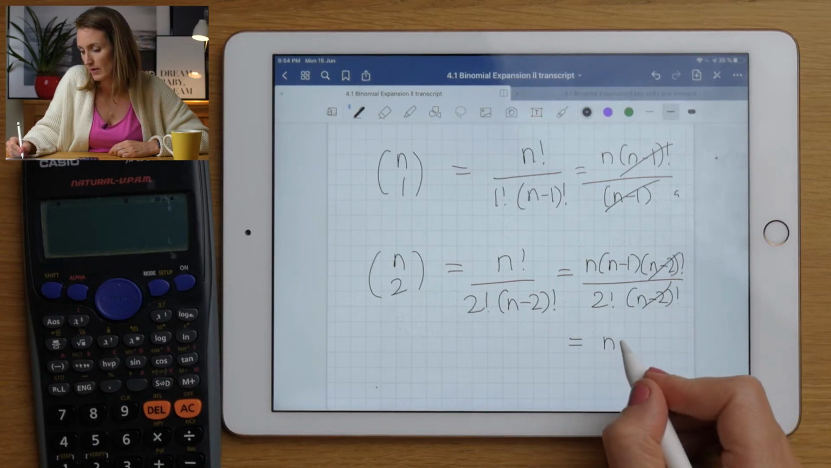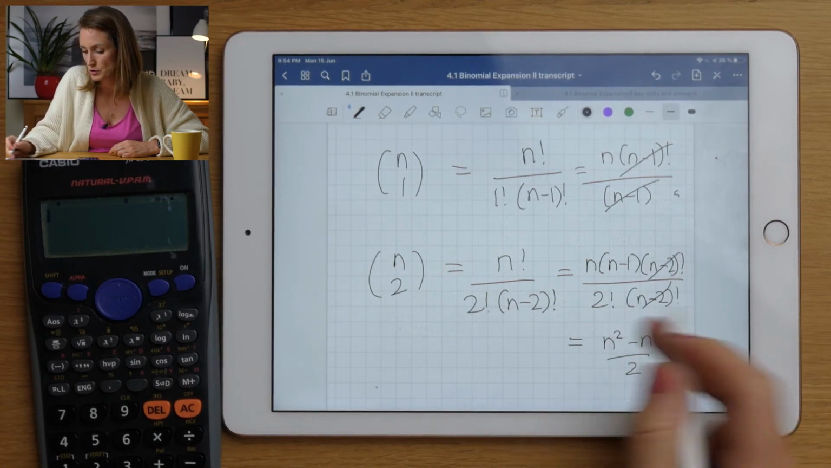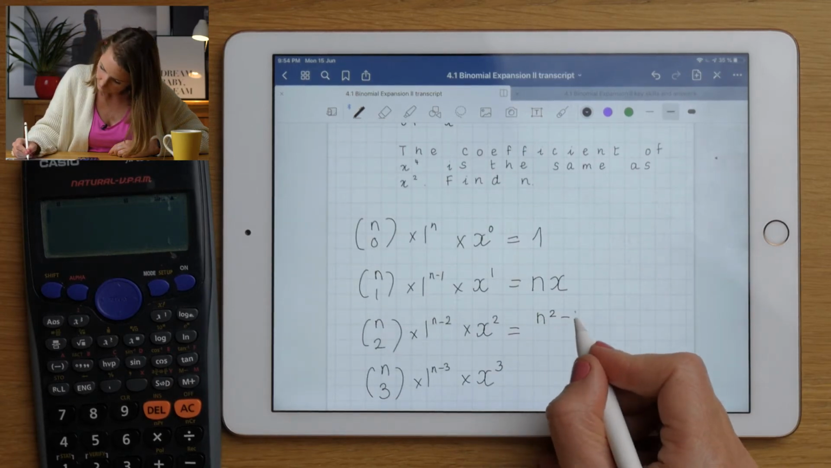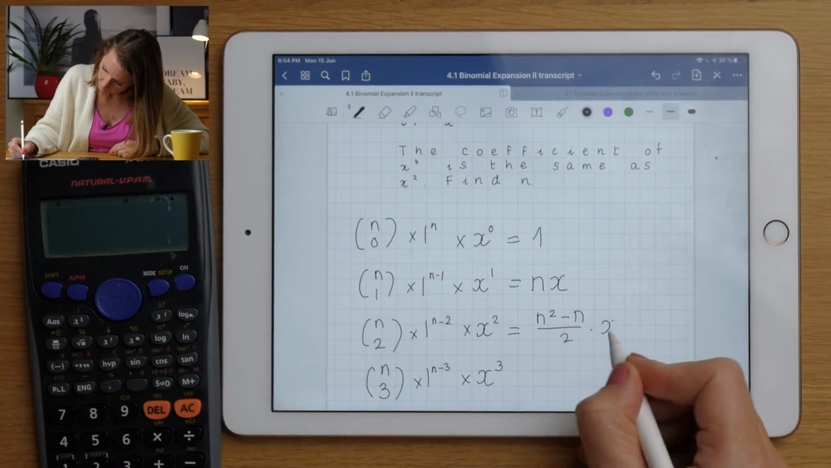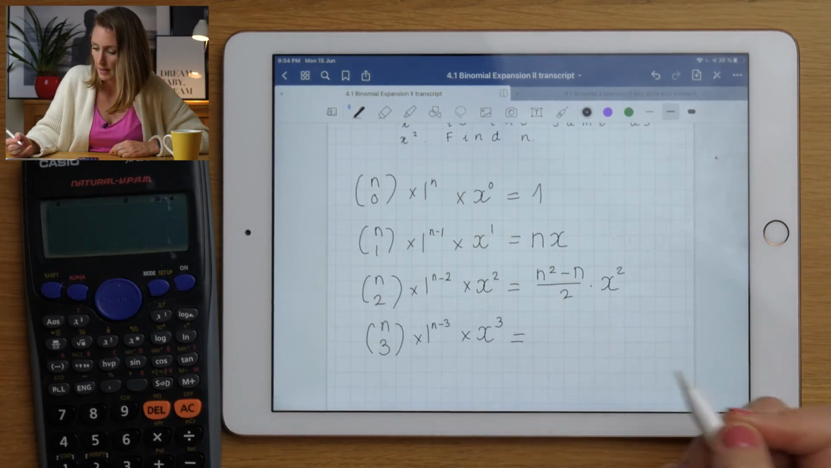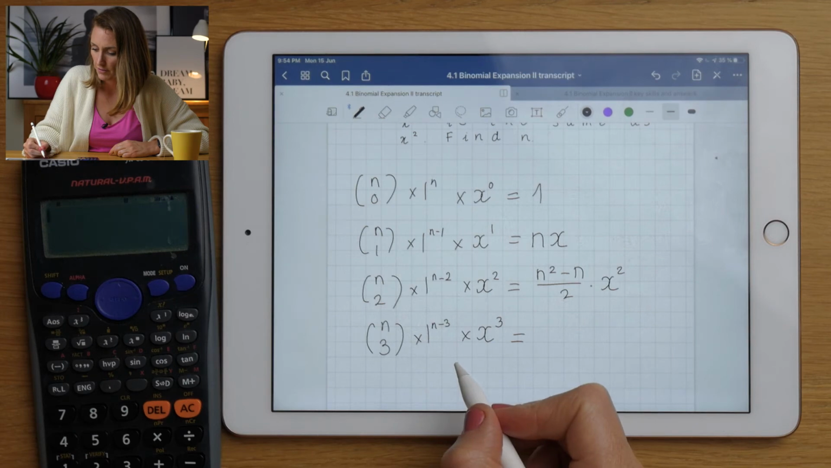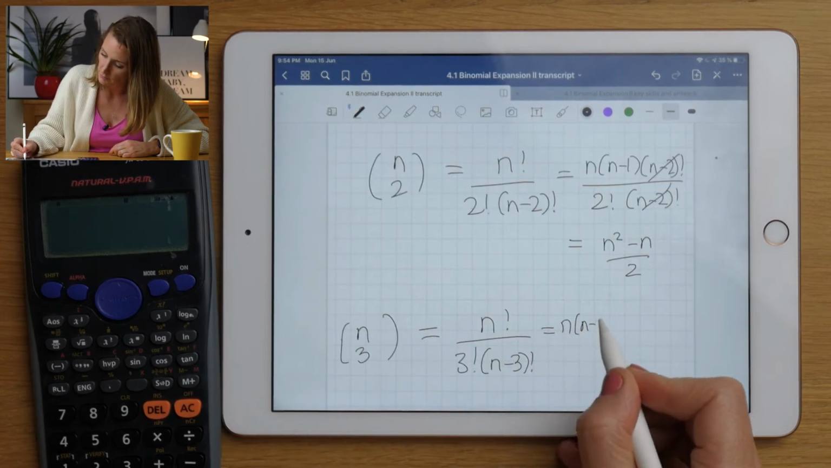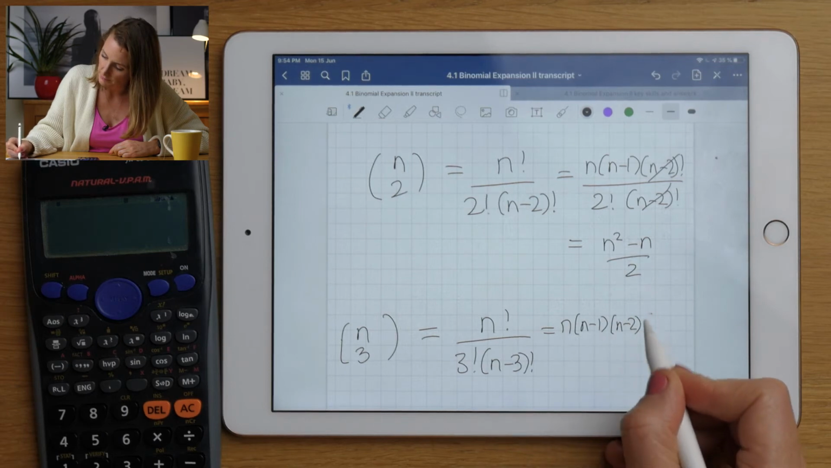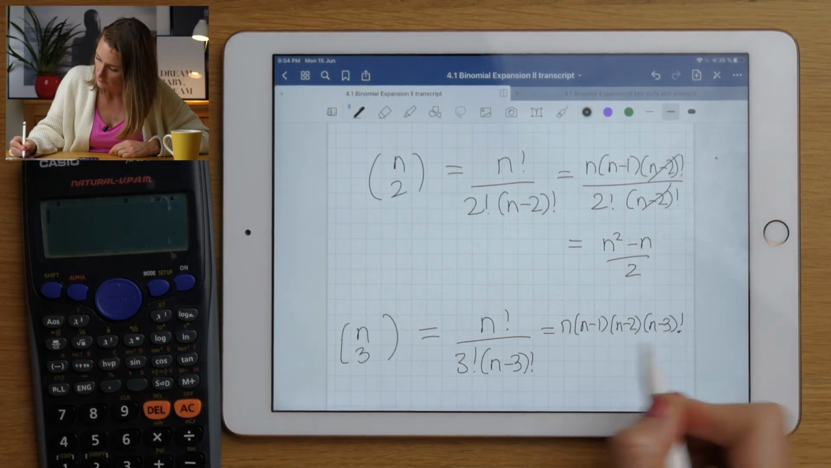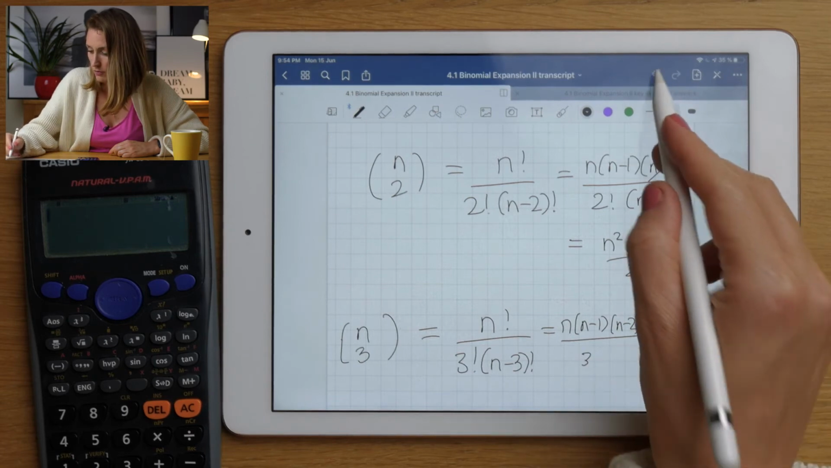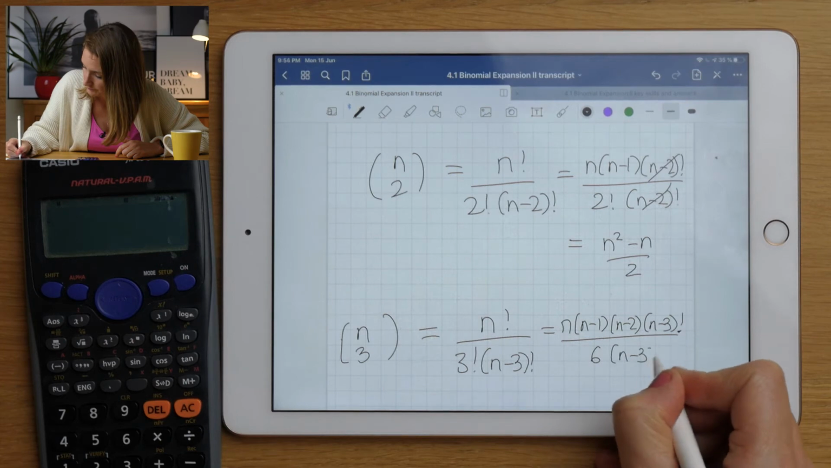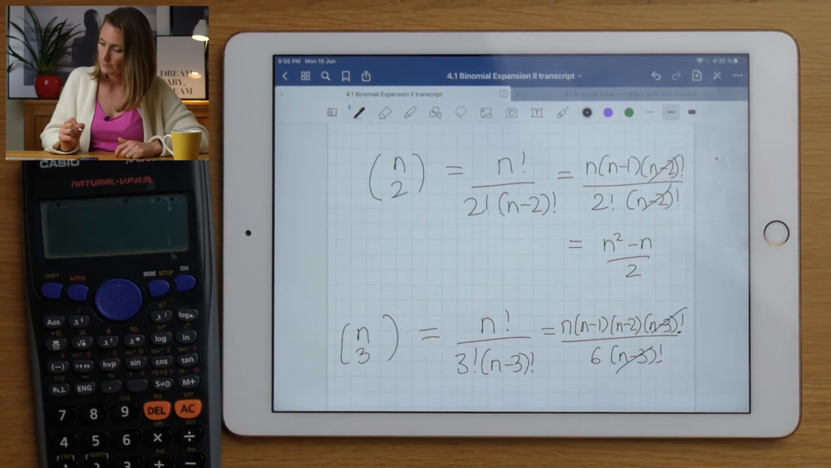So this would leave us with n squared minus n divided by 2 when we multiplied out the bracket. We're going to repeat that process for the 4th and final term. So keep opening it out, subtracting 1 each time. Three factorial is 3 times 2 times 1, so it's going to be 6. So we can do that one.